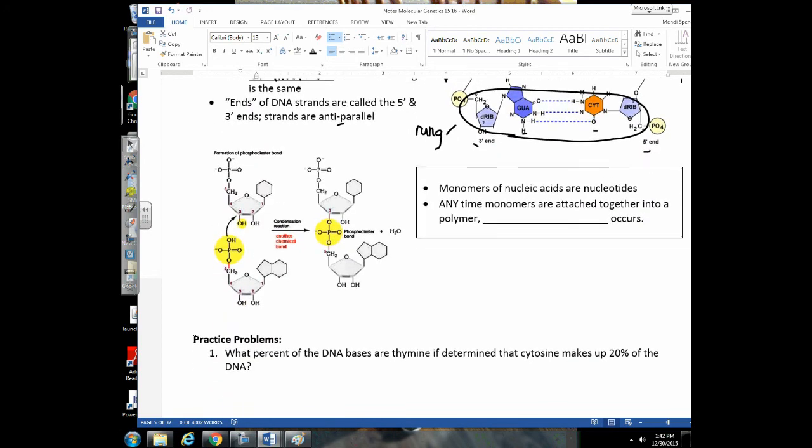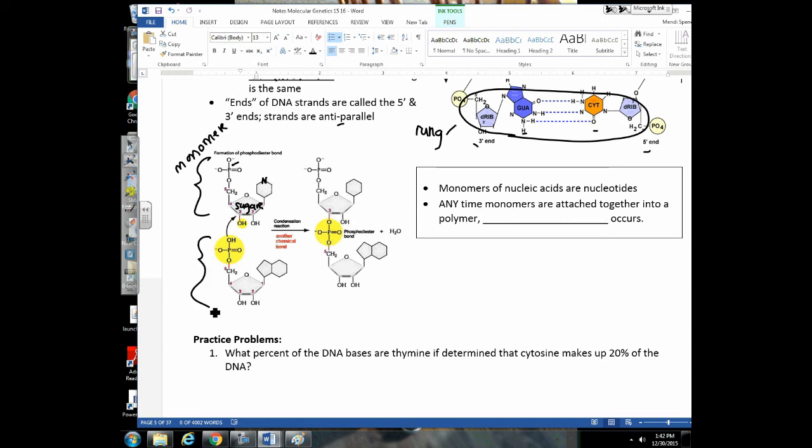Now, another idea I want to revisit is the fact that anytime you join monomers together, you should be able to look at this and understand this is a monomer of DNA. You should be able to tell that because there's a phosphate group, and we see a sugar right here. And lots of times they'll put nitrogen atoms here on those bases, so you can recognize that's a nitrogenous base. So we have one monomer, and here's another monomer.